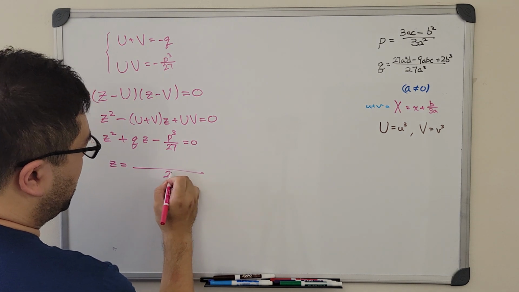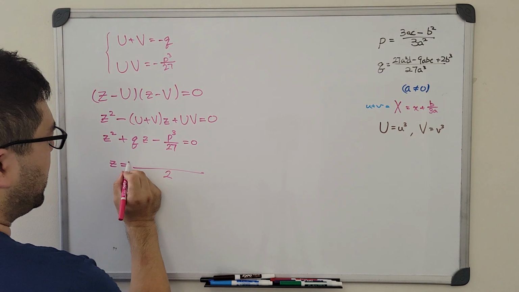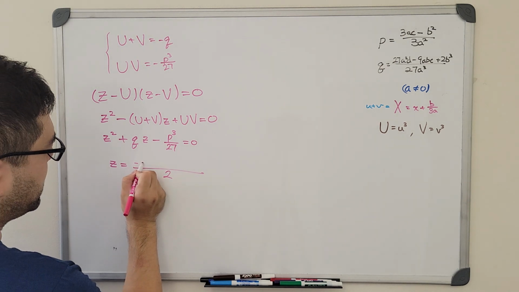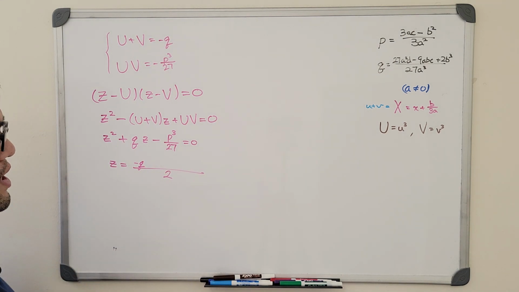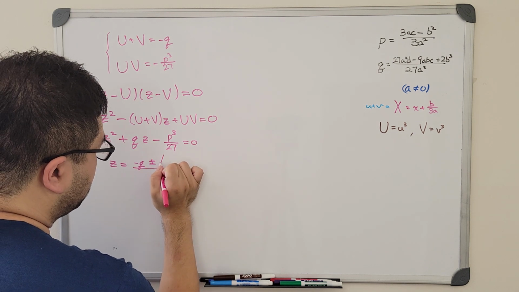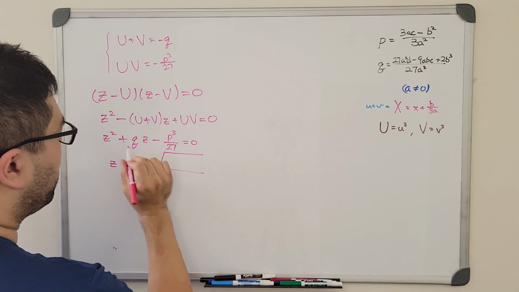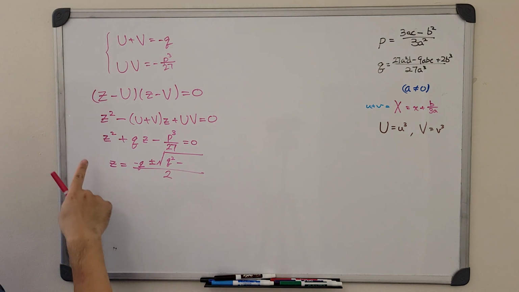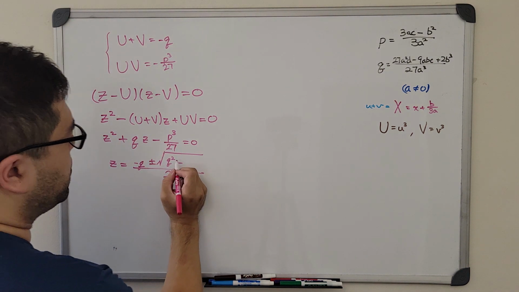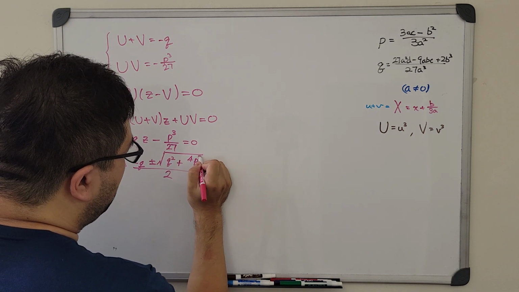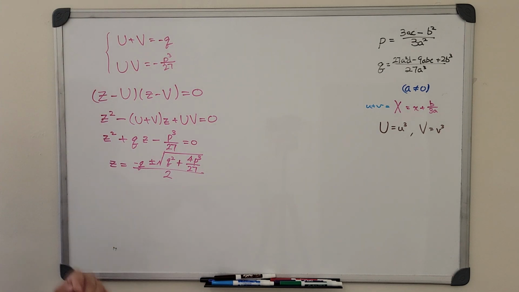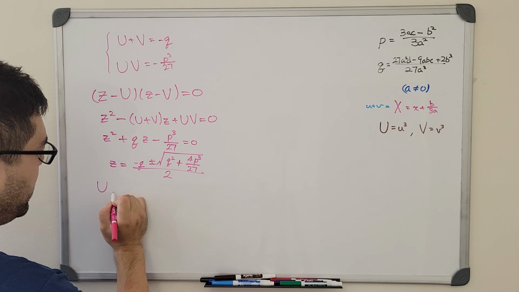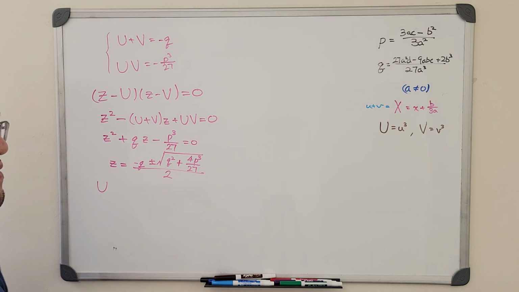According to the quadratic formula, we have 2 times a, which is 1, in the denominator. And then on the numerator, we have negative b, which is negative q. Don't forget, q here is a constant. And then plus or minus the square root of b squared, which is q squared, minus 4ac, where a is 1 and c is negative, so we end up with positive 4p cubed over 27. Good. And notice that we have plus or minus. That means that for U and V, one will take the positive sign, the other one will take the negative sign.